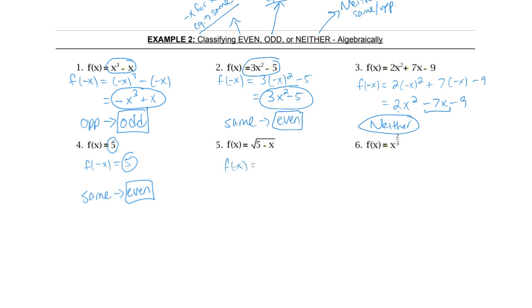Next one, substitute in negative x. 5 minus... Okay, well, this term changed, but this one stayed the same. This one's opposite, as this one was opposite and this one was the same. So if they don't all change, it's neither. One stayed the same, one went opposite. Okay. Last one.